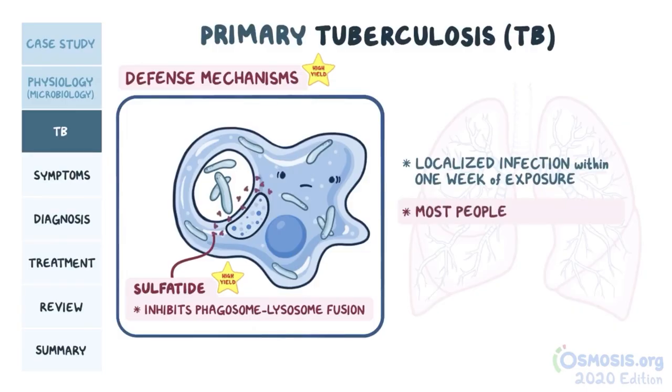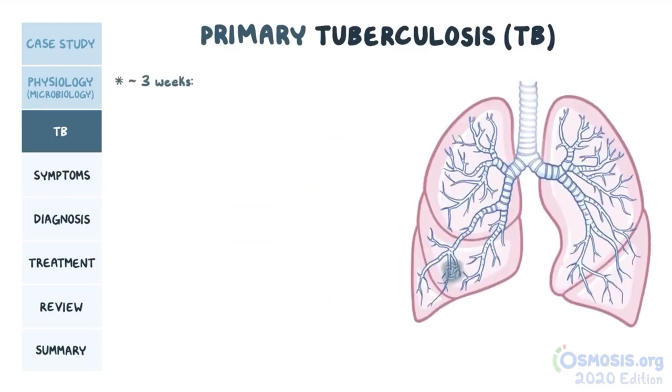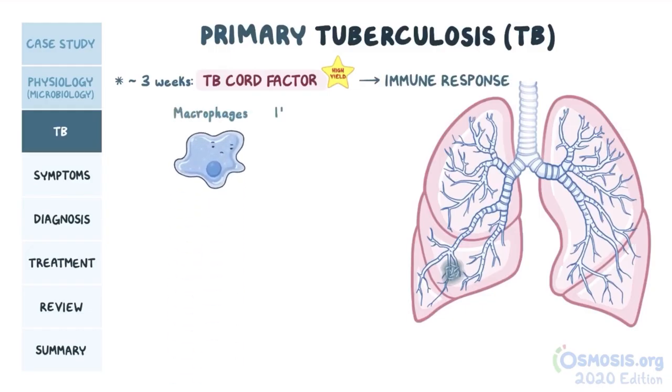However, most people at this stage are actually asymptomatic and unaware that they are infected because the immune system can contain the bacteria quite efficiently. Now, around 3 weeks after initial infection, a surface glycolipid, called TB cord factor, triggers an immune response where numerous cytokines are released, attracting more macrophages and helper T cells to the area. They try to quarantine the TB bacteria by forming granulomas.